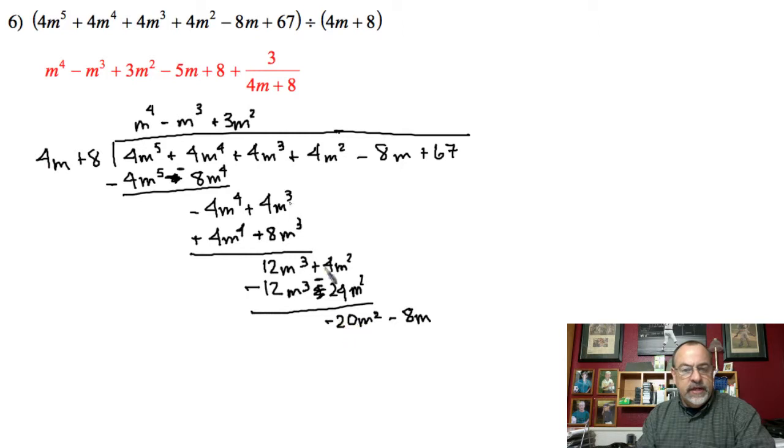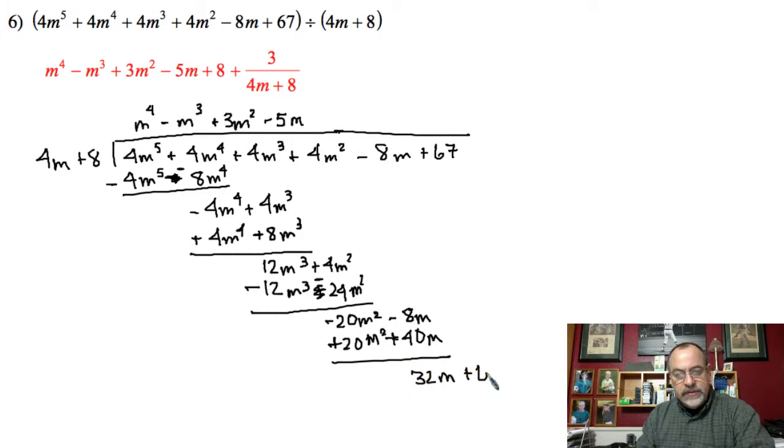Now, 4 into negative 20 is negative 5, and then I'm going to need m. So negative 5 times 4 is negative 20, and then the m times the m is m squared. The negative 5 times the 8 is negative 40, and that's going to be m. Change the sign of both and add, so that's 0. And this is going to be 32m plus 67, bringing down the last number.